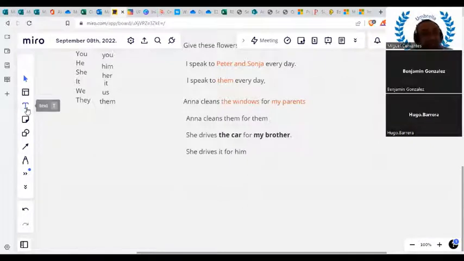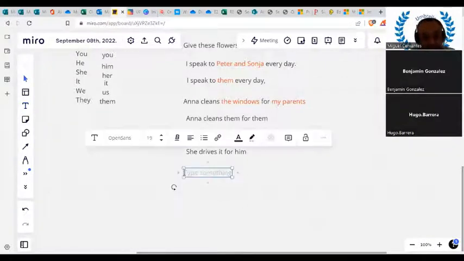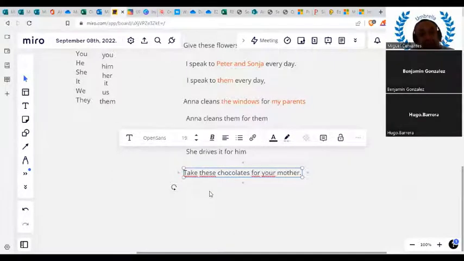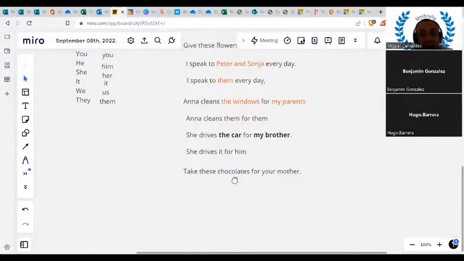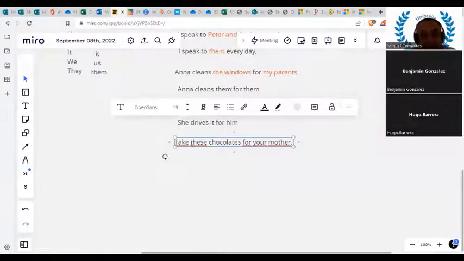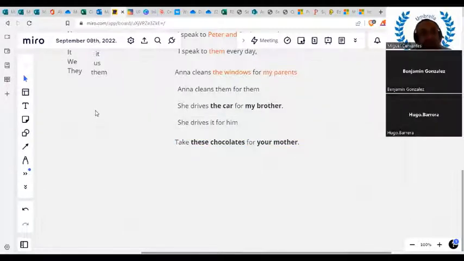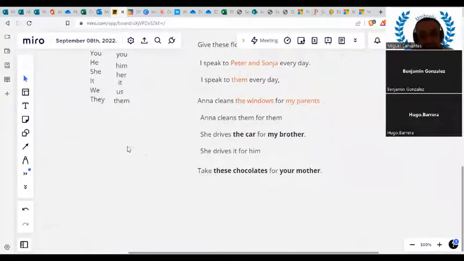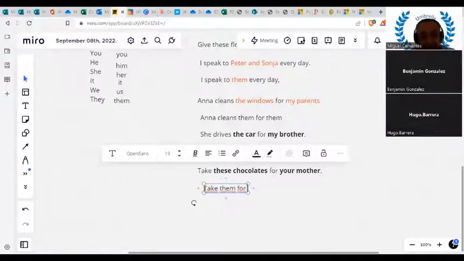Very good. What about Benjamin? Take these chocolates for your mother. Please, Benjamin, change these chocolates, and change your mother, using object pronouns, okay? Take them for her. Exactly. Take them for her, okay?